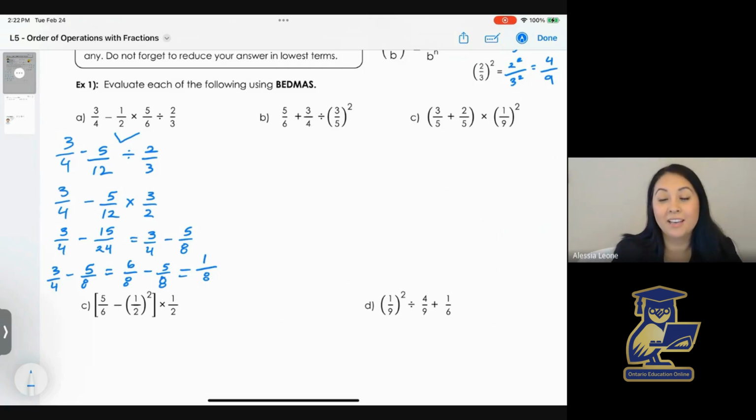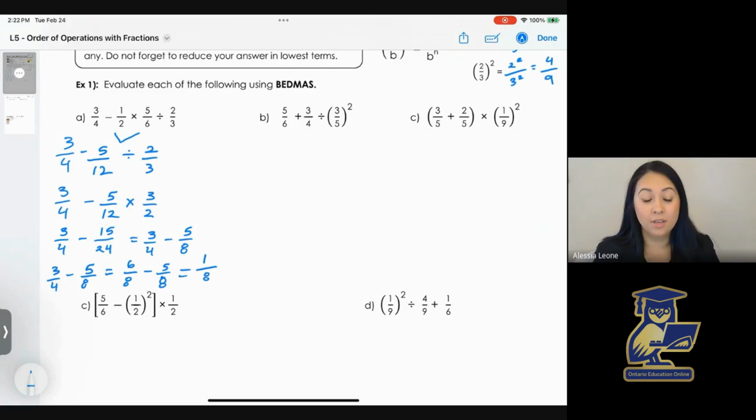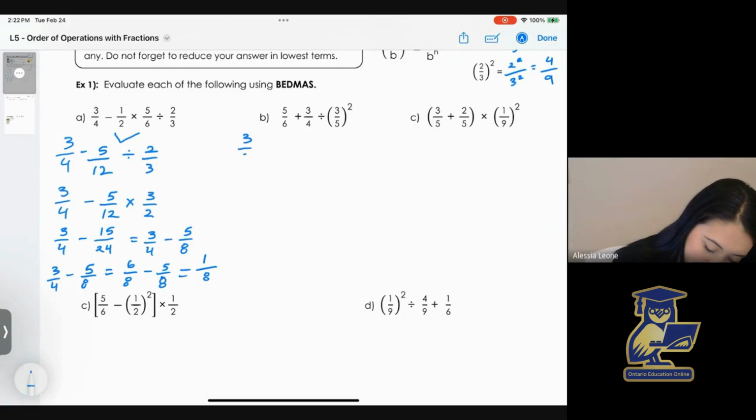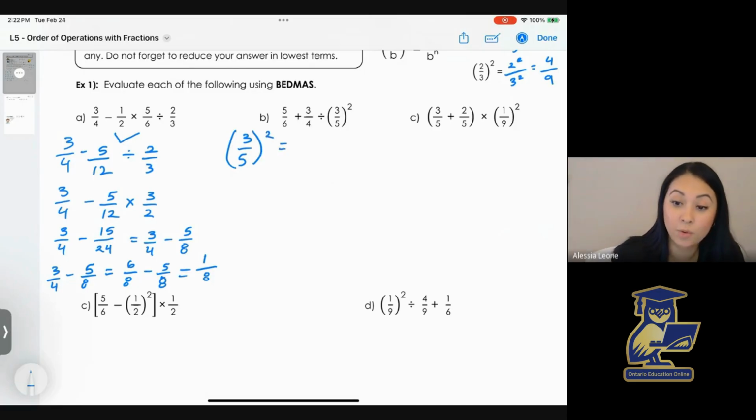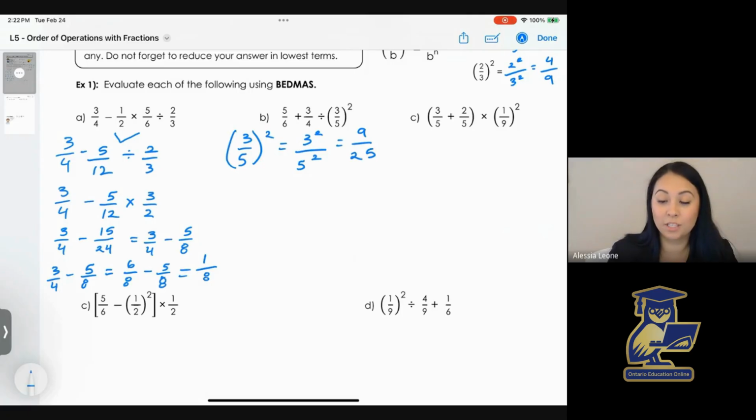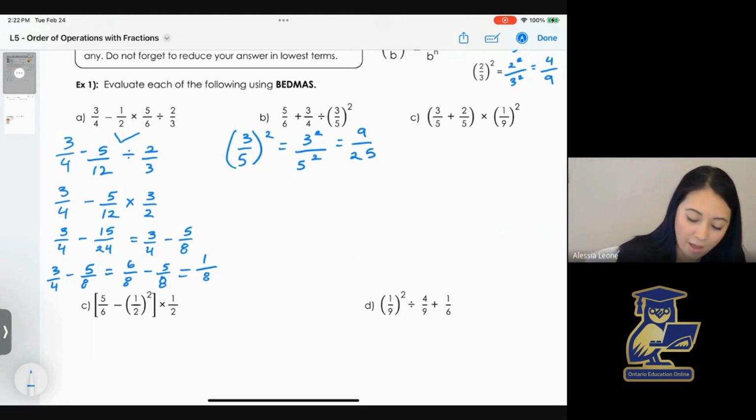Moving on to question B. Now we have brackets and exponents. So the first thing we want to do is get rid of our exponent and our bracket. Let's solve that first. So again, exponent laws. That becomes 3 to the power of 2 over 5 to the power of 2. And that becomes 3 times 3 is 9, 5 times 5 is 25. So that bracket with exponent becomes 9 over 25. So we can rewrite that.